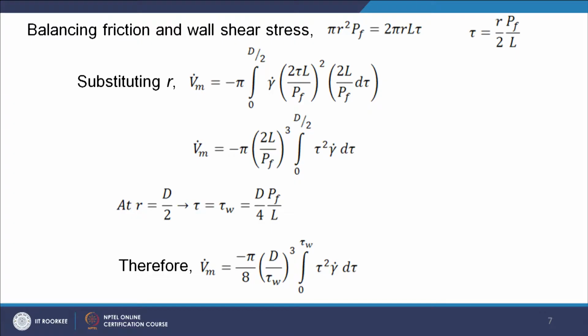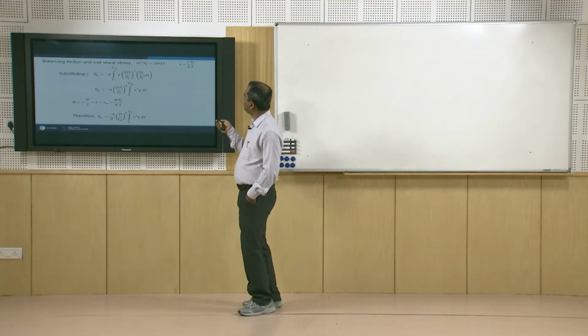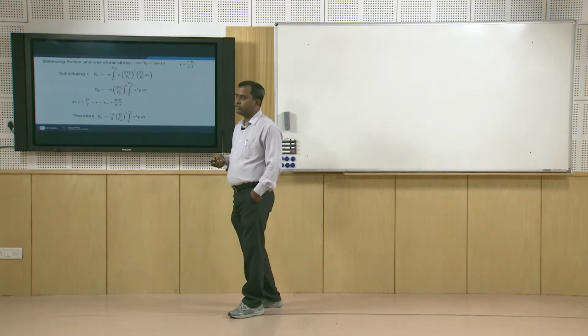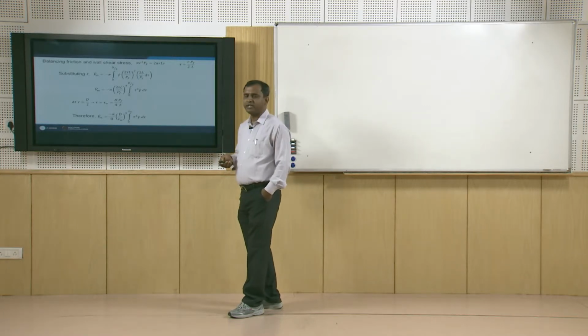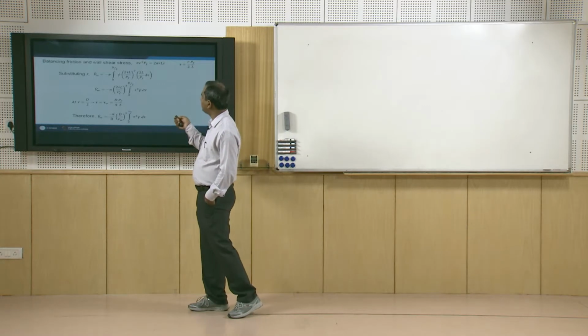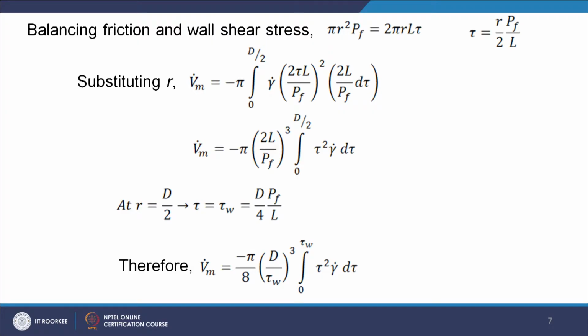So, we have given 2L tau by Pf whole square. So, this is gamma dot r square, and if you do the differentiation of r with respect to tau, you will be getting dr is equals to 2L by Pf into d tau. So, here I have written that one in place of dr. Now, once you simplify this one, you will be getting that V dot m is equals to minus pi 2 tau L by Pf whole cube, because here we have whole square and here we have single Pf. So, it becomes whole cube, and then 0 to d by 2 inside the integration it is tau square gamma dot into del tau.